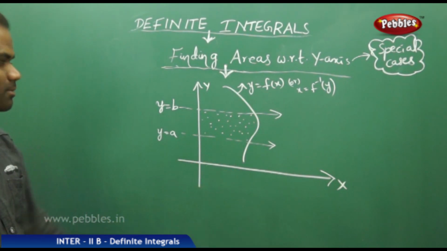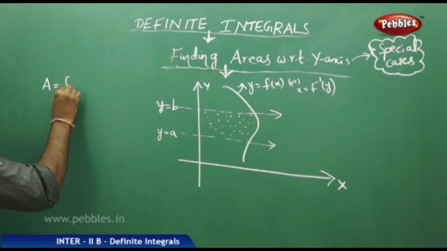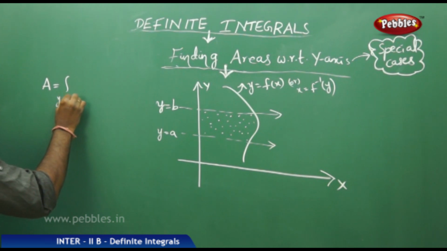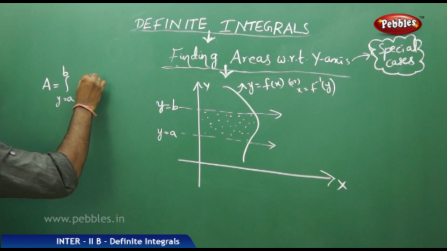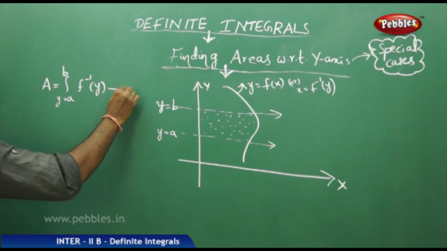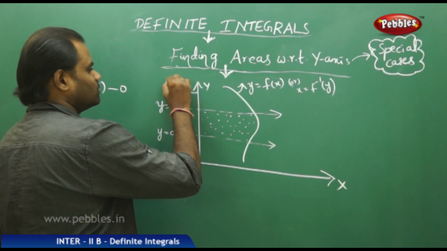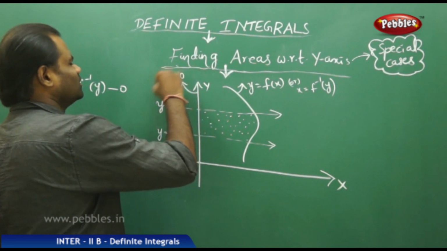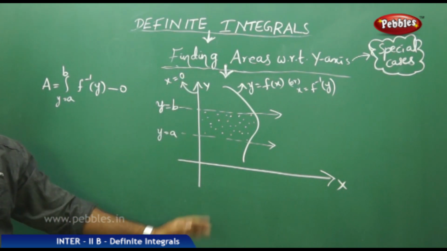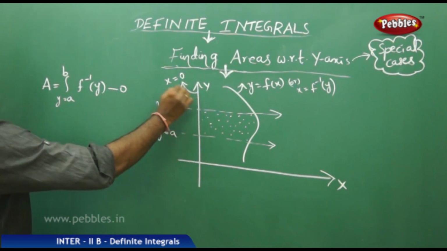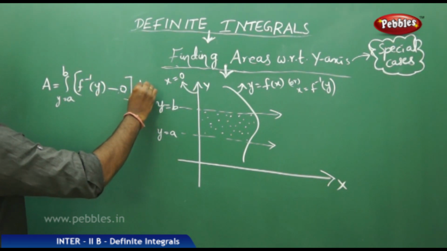So in case of the special case, I have the area which is found using the integral from y equals a to b of the upper curve, which is f inverse y, and the lower curve is the y-axis, but the y-axis has the equation x equal to 0. So this acts as the lower curve, the y-axis itself. So the equation of the y-axis being x equal to 0, I get the lower curve, which is this, of dy.